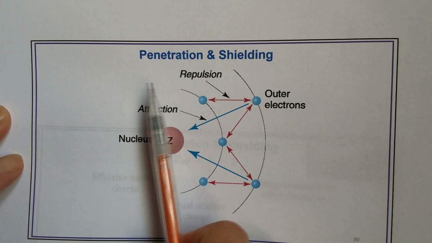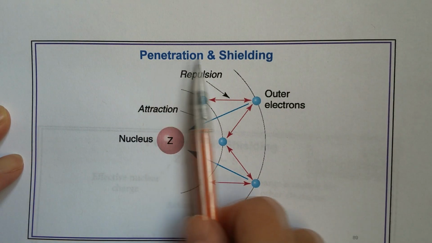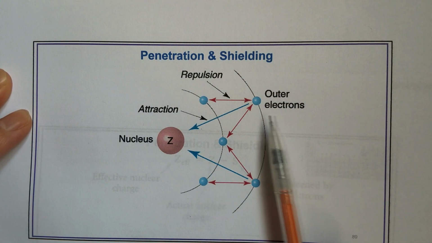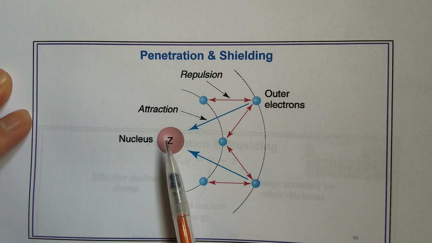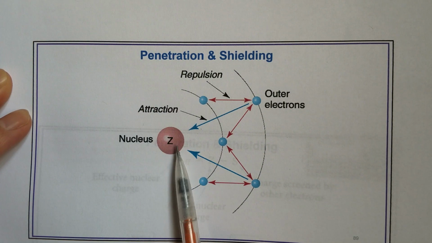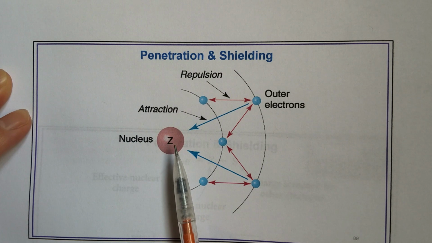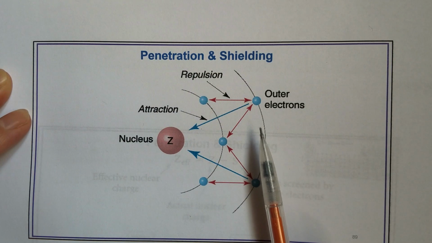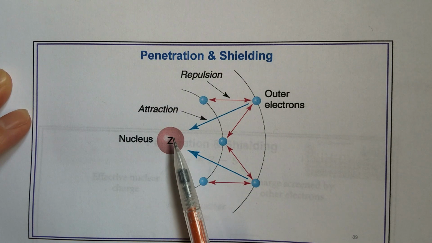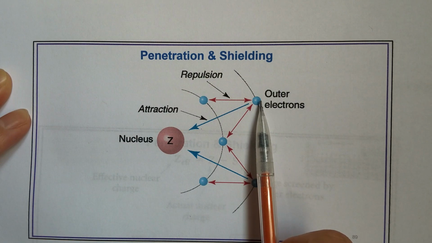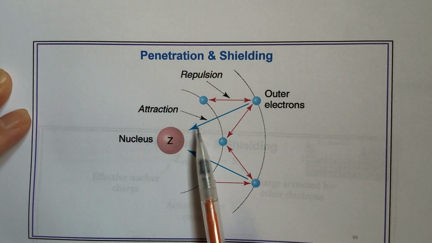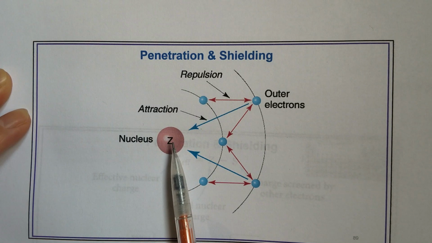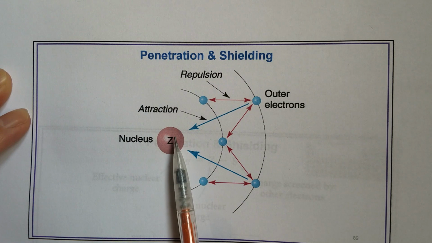Now let's review what penetration and shielding are. Okay, so in the nucleus, you have protons, all positively charged. And then electrons carry negative charge. Therefore, the electrons are attracted by the nucleus, precisely speaking, attracted by the protons.